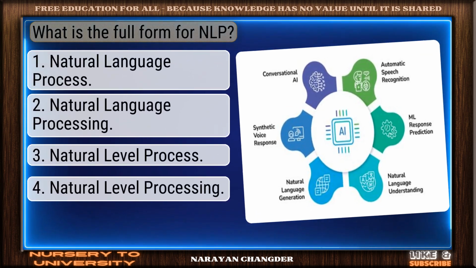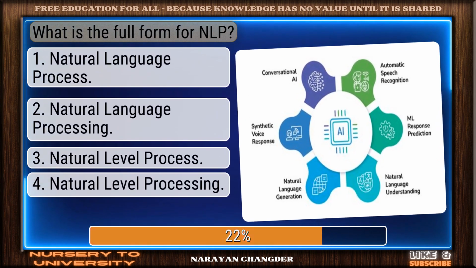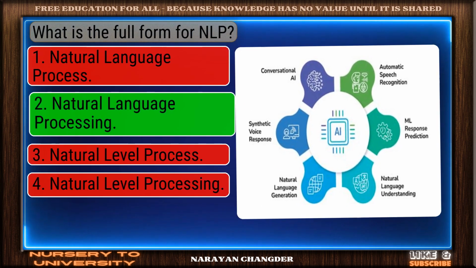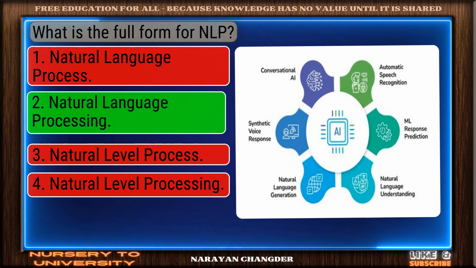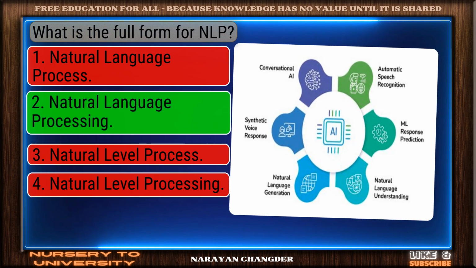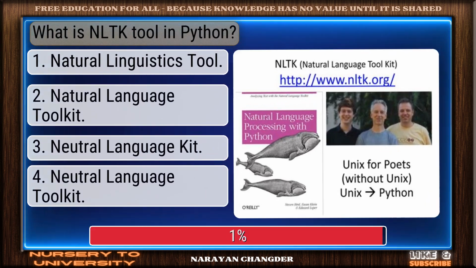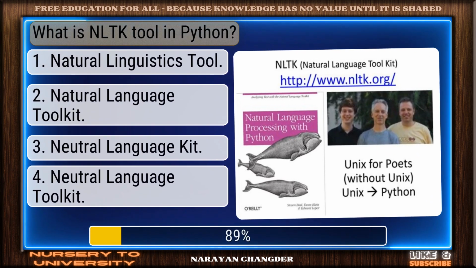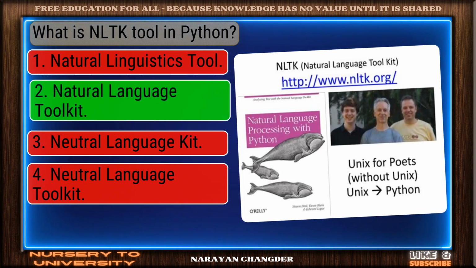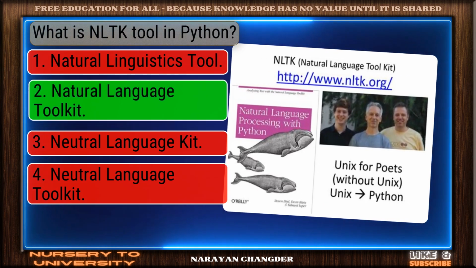Question number 30. What is the full form for NLP? Correct response. Natural language processing is the most accurate answer. Question number 31. What is NLP tool in Python? Well done. Natural Language Toolkit is the right choice.